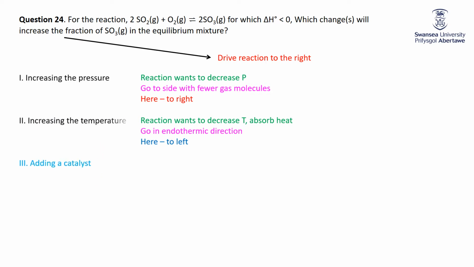Adding the catalyst does absolutely nothing to an equilibrium position. It just means you get to equilibrium more quickly. So the only one that's going to increase the SO3 by driving the reaction to the right is 1.